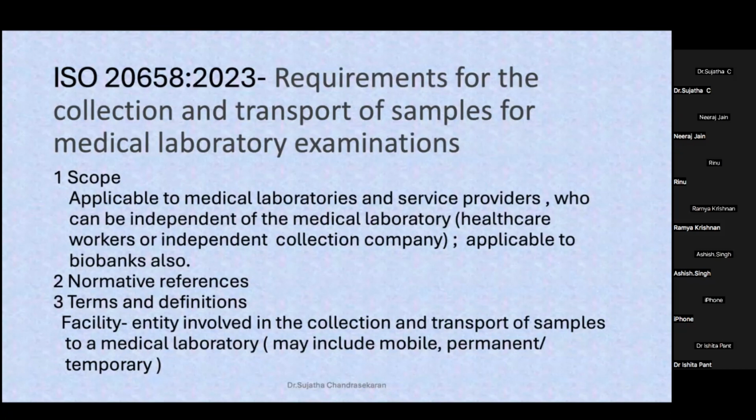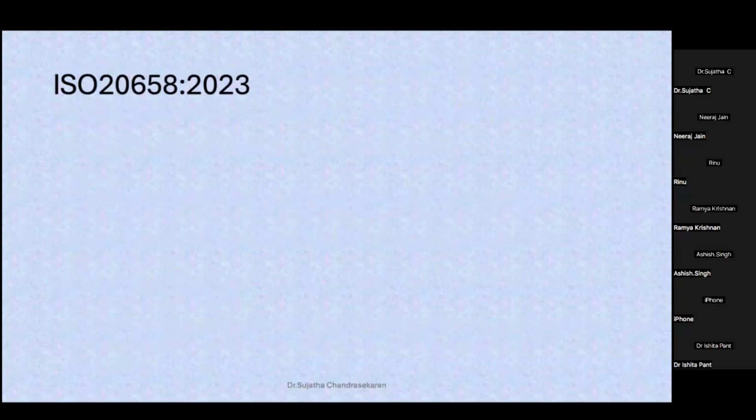Right. Healthcare workers or independent collection. It is applicable to biobanks also. Right. Normative references, we can skip. Terms and definitions are also there, like 15189. There is only one definition which we can read and remember, which is facility. Facility is defined like this: entity involved in the collection and transport of samples to a medical laboratory, which may be a mobile facility, it may be a permanent facility, it may be a temporary facility, it could be a home collection. By the word facility, it means the sample collection and transport organization.